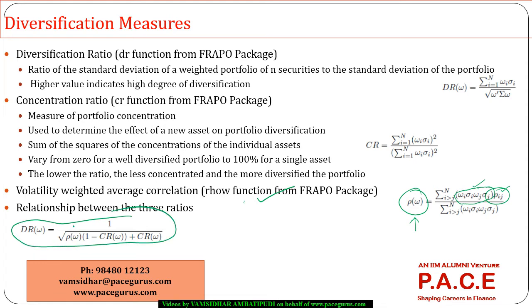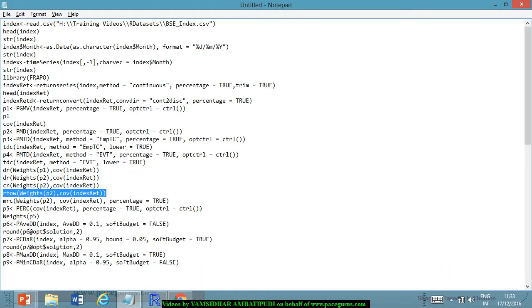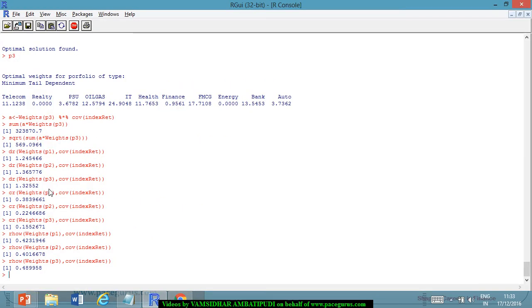The moment I go ahead with these numbers, I can put this kind of relationship as well. The diversification ratio is nothing but 1 by the square root of the weighted average correlation multiplied by 1 minus the concentration ratio, plus the concentration ratio. So this is going to give me the overall diversification ratio as well. Even that kind of relationship can quite comfortably be tested once we have the values. Let me try for one of them.